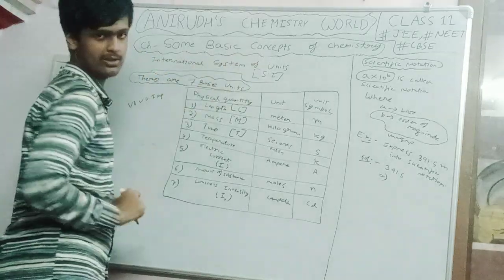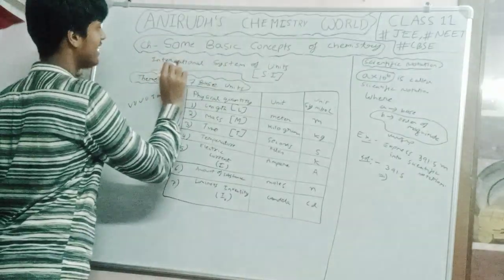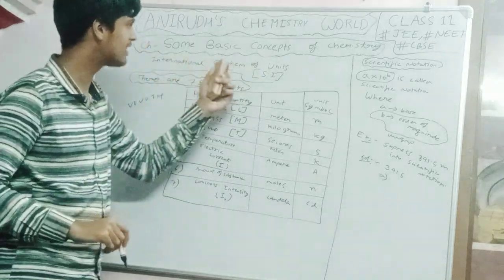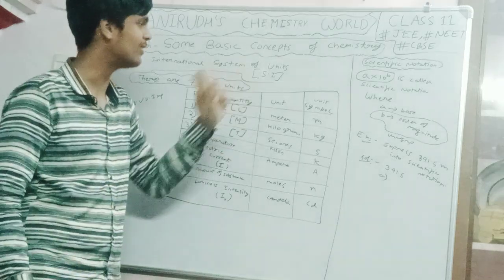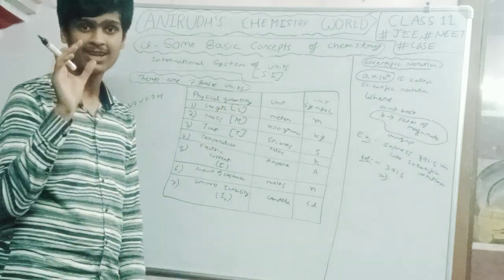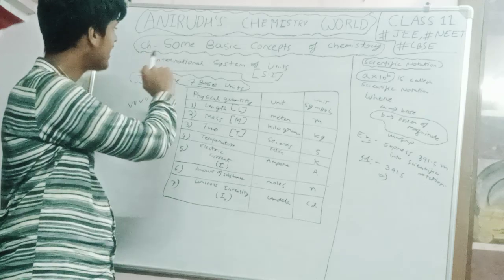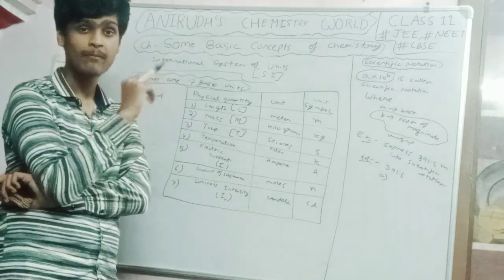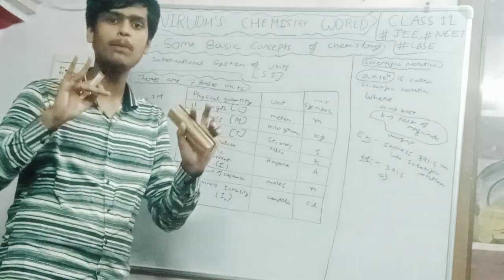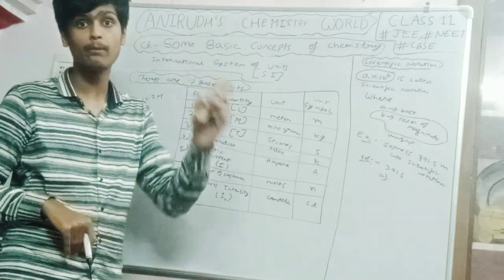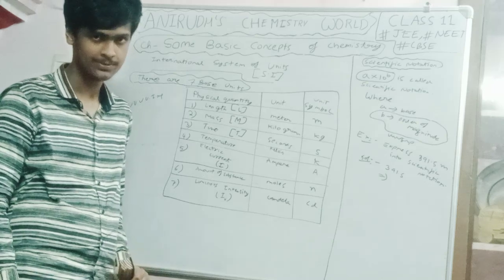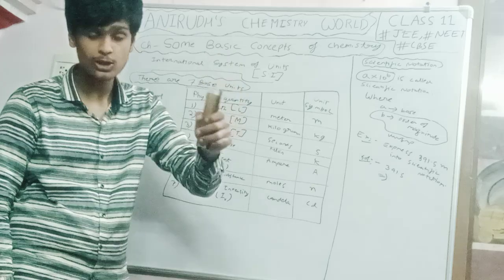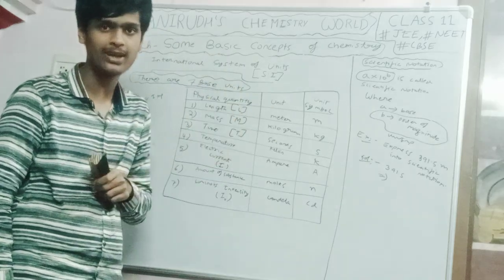International system of units. What does international system of units mean? It means SI unit. The full form of SI units is International System of Units. In this you will have 7 fundamental physical quantities or 7 base quantities. To express SI units, you will have some physical quantity, right?